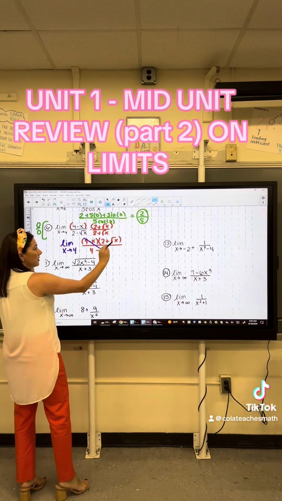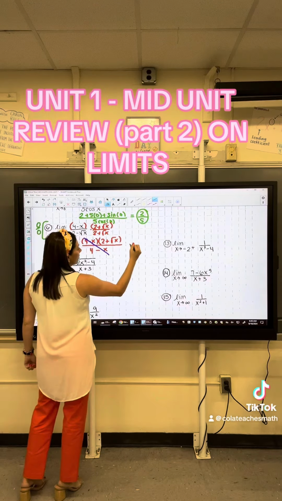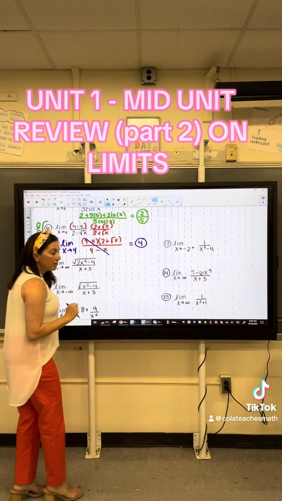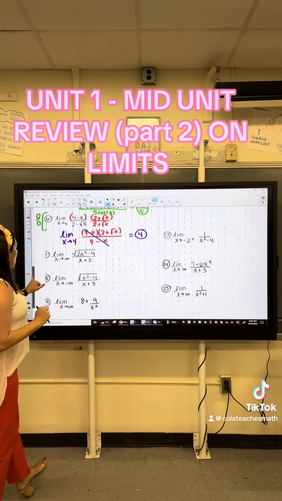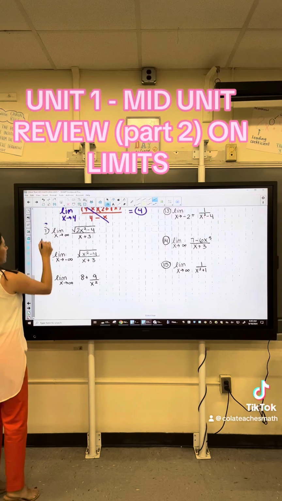So if we plug into what is left, you're going to get 2 plus radical 4, which is just going to come out to be 4. Okay? All right, let's move into 3 infinity questions, and then we'll call that part 1 of limit review.